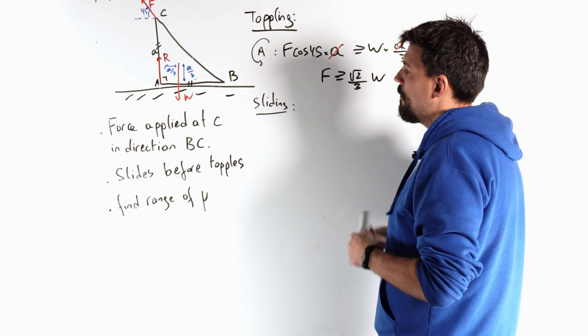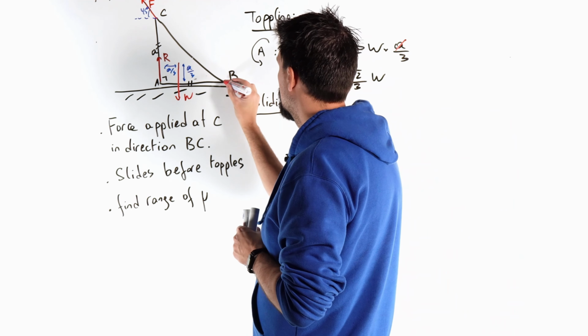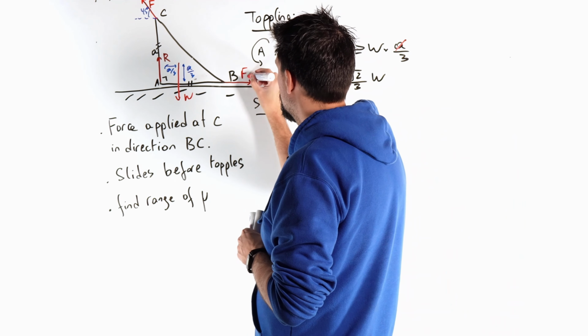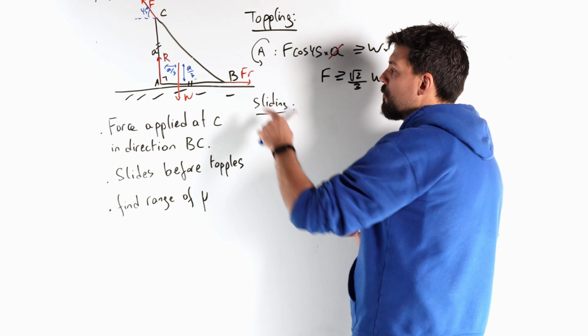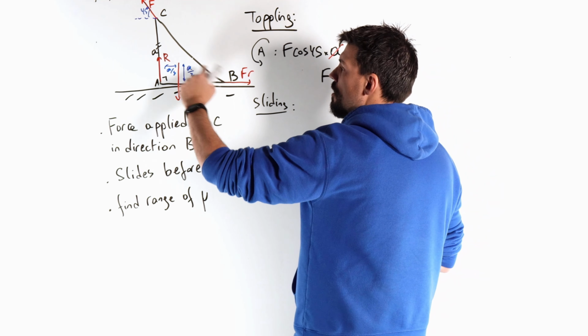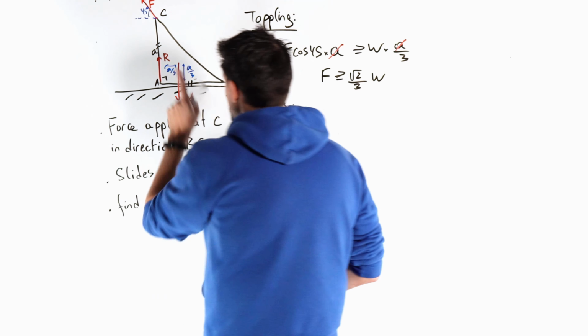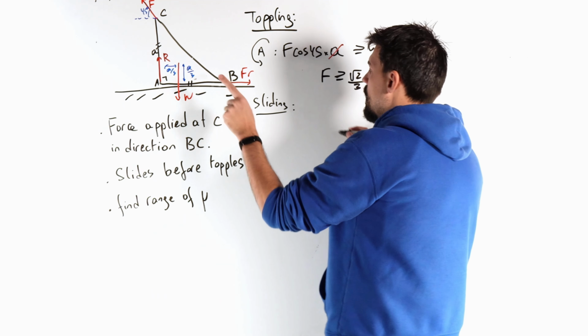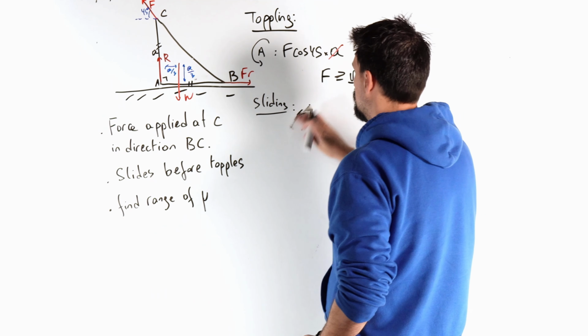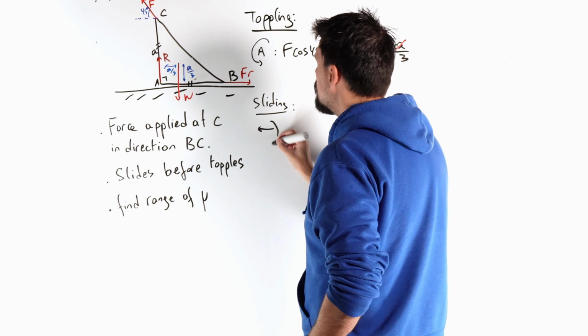Oh, do you know what we forgot? We forgot a force. We forgot friction. But of course, friction acts through A, same as the reaction force acts through A, so they do not have any turning effect, so it does not bother me for my toppling. It will bother me for my sliding, though. So let's have a look at our horizontal forces.